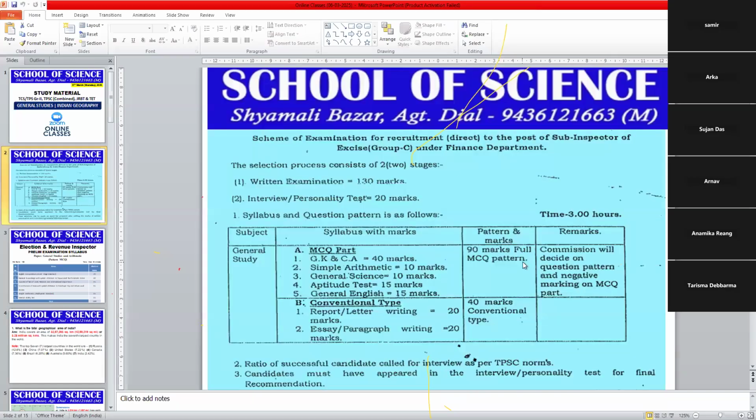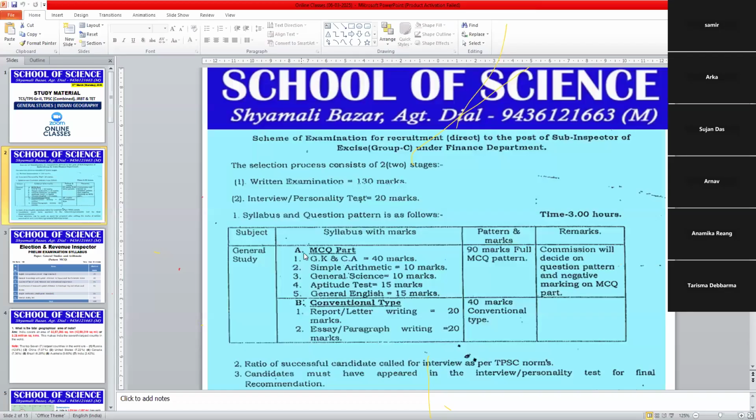I'm repeating once again. A number of you who have your degree in sciences or are engineers can appear for this examination of Sub-Inspector of Excise. The written examination is of 130 marks, and the interview or personality test is 20 marks. And the marks distribution is like that.